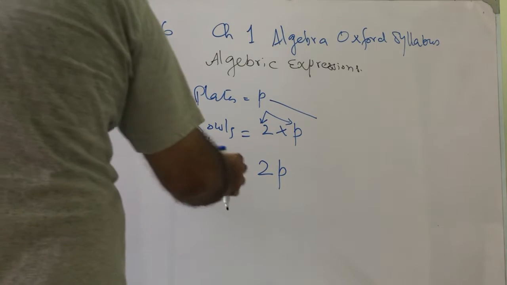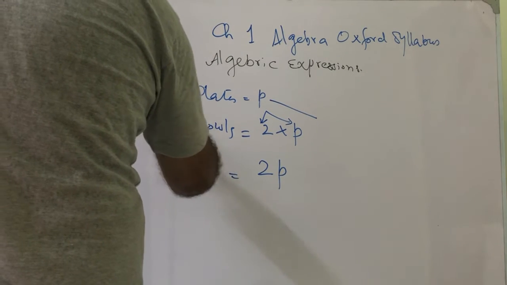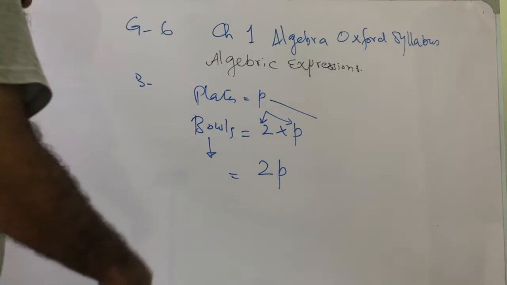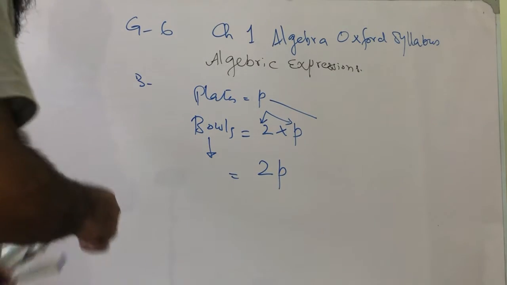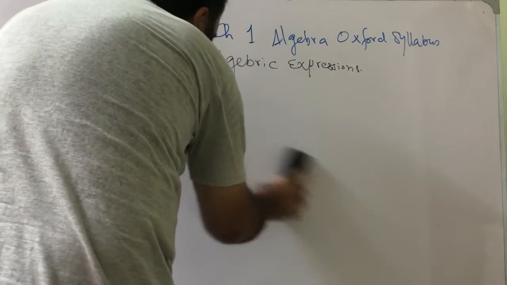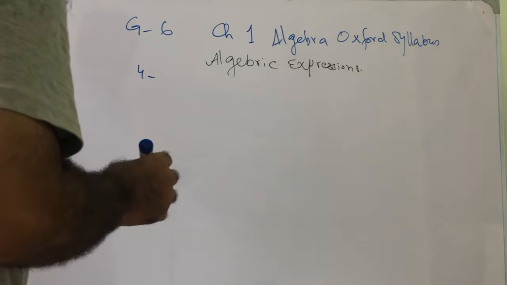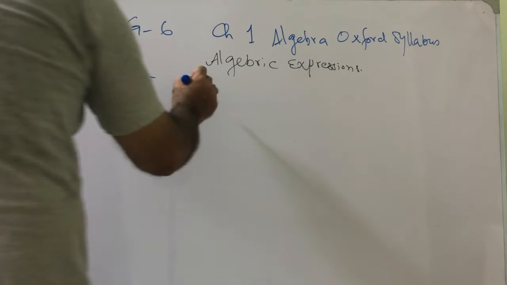So now our answer is that we have bowls. How many bowls? 2P. Okay, this is the answer. Question was there are P plates and twice as many bowls as plates. How many bowls are there? Now number 4, quickly we will be moving because these are very simple and you will be happy that there is no difficulty here. Number 4, 7 children share Q biscuits equally. So how many children?